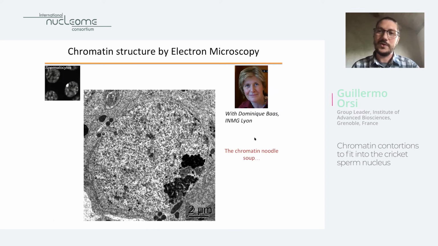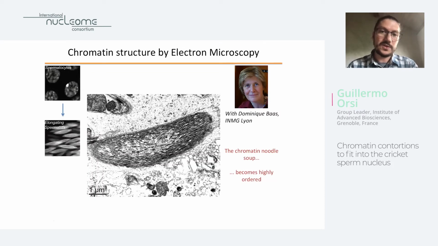And so our first mission was to try to see how this actually happens over time in spermiogenesis. So with the help of Dominique Bass in Lyon, we did electron microscopy to look at the different stages in spermiogenesis. So here you have the early cells, which correspond to the DNA noodle soup, the somatic organization with nucleosomes. It kind of looks like this. It's kind of messy. You don't see much features apart from this mass of heterochromatin at the border. But then when we look at elongating spermatids, you can see that very quickly we acquire this ordered organization, this orientation of chromatin fibers that really stretch along the nuclear axis.